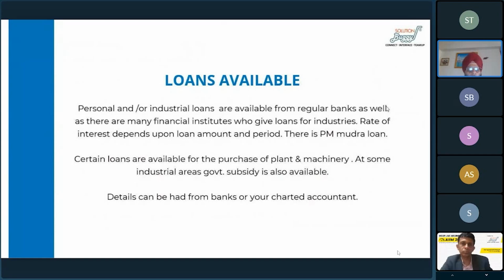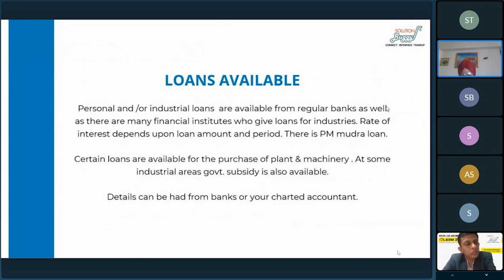Now loans. I said that personal loans and industrial loans are available from regular banks, as well as many financial institutes who give loans for industry, like Shark Tanks and other things. If you convince them of your products, then you can get a loan, a few crore rupees you can get from the Shark Tanks. Other investors are also looking for industries which they think will develop into great returns. So these investments are also there. And the rate of interest depends upon the loan amount and the period you are taking.